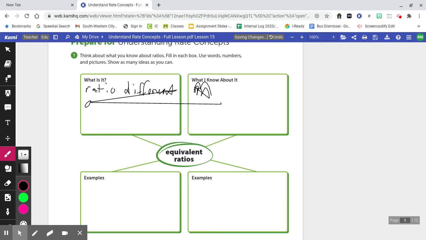I have no idea why it's doing this, but we'll keep going.